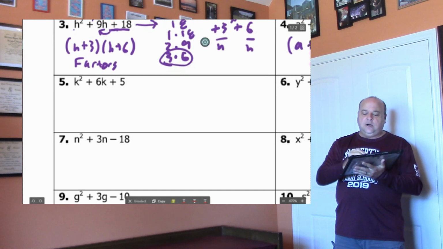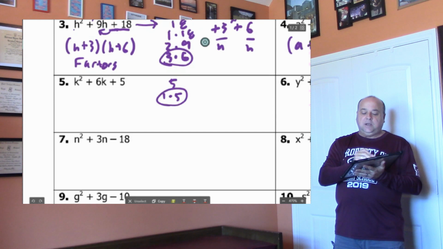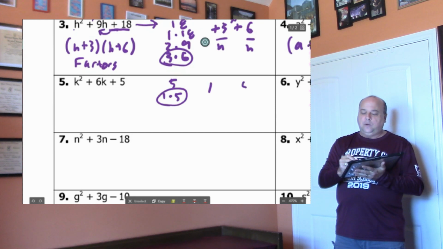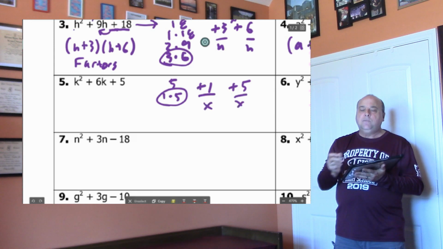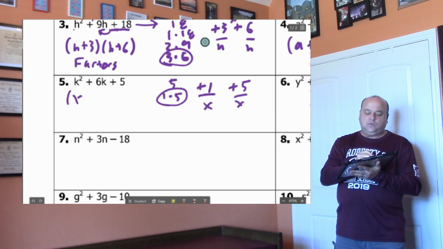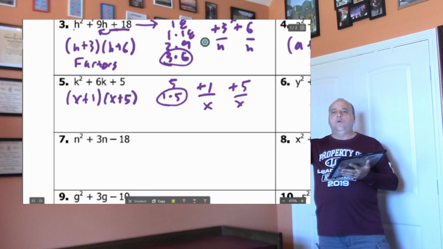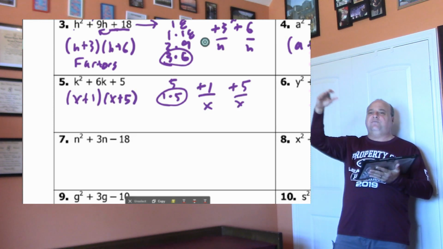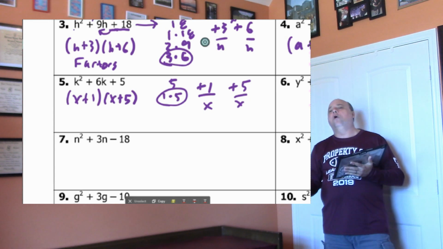This is a piece of cake here because there's only one factor of 5. And it does add up and gives us 6, doesn't it? So we're going to put 1 and 5, and we need a plus and a plus. Put the x's on the bottom. The factors are going to be x plus 1 and x plus 5. And you can put those in any order, okay? I could have the x plus 5 first. Okay, any order. Piece of cake.